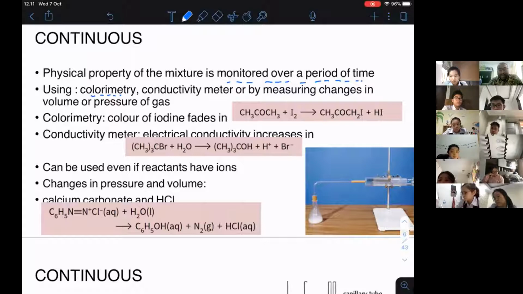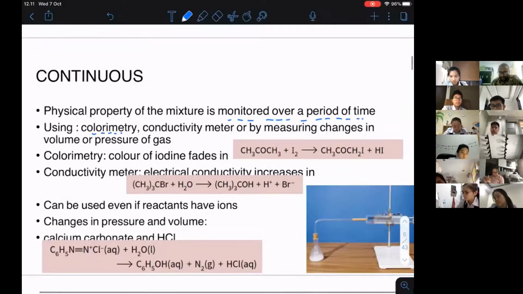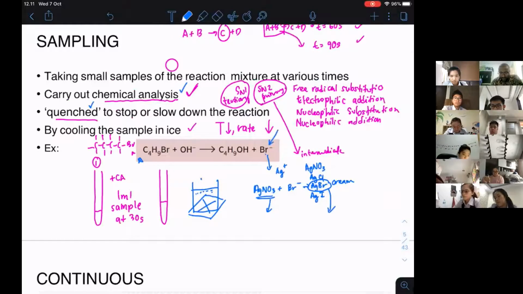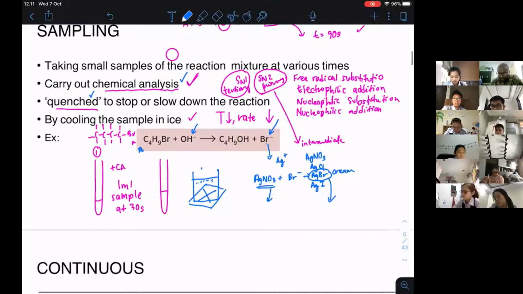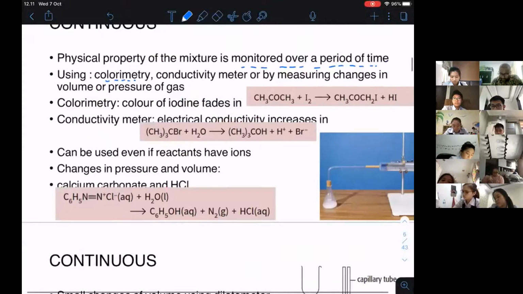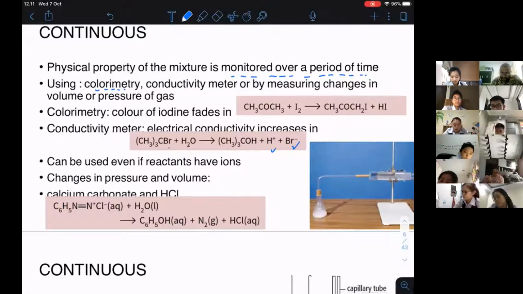You can also use a conductivity meter. If you are forming free ions, like in the previous slide, but ions and ions, I think you cannot use electrical conductivity. But if you're using electrical conductivity, let me see, like this example, they are covalent but they are producing something that can conduct electricity. So electrical conductivity will increase as the reaction proceeds.